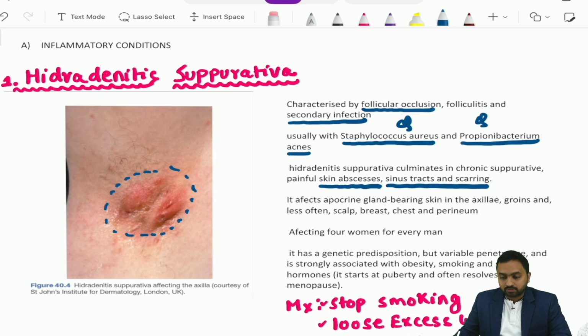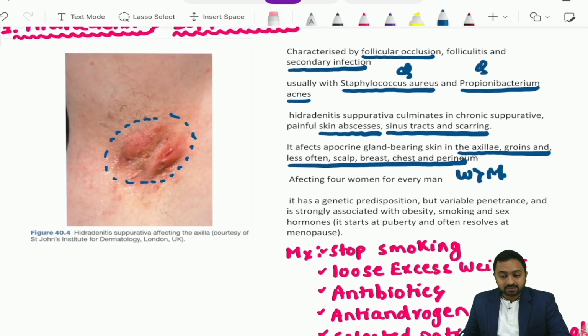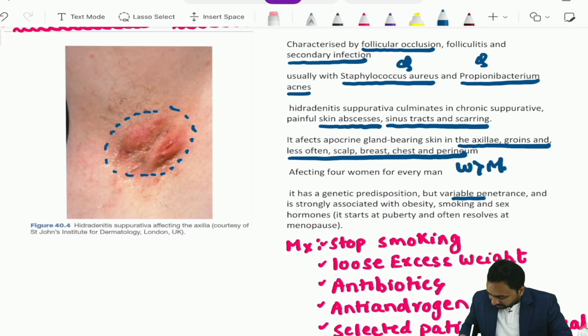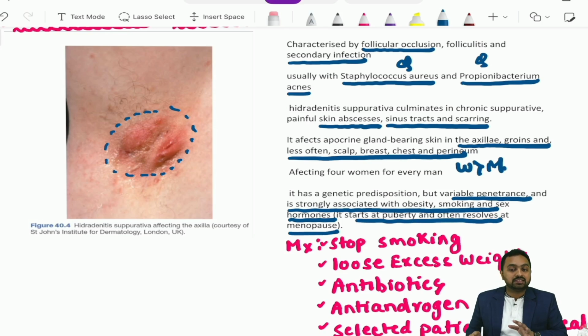It affects apocrine gland bearing skin in the axilla, groin and less often the scalp, breast, chest and perineum. It is much more common in women compared to men. Now, it has a genetic predisposition but a variable penetrance and is strongly associated with obesity, smoking and sex hormones. It starts at puberty and often resolves at the menopause.